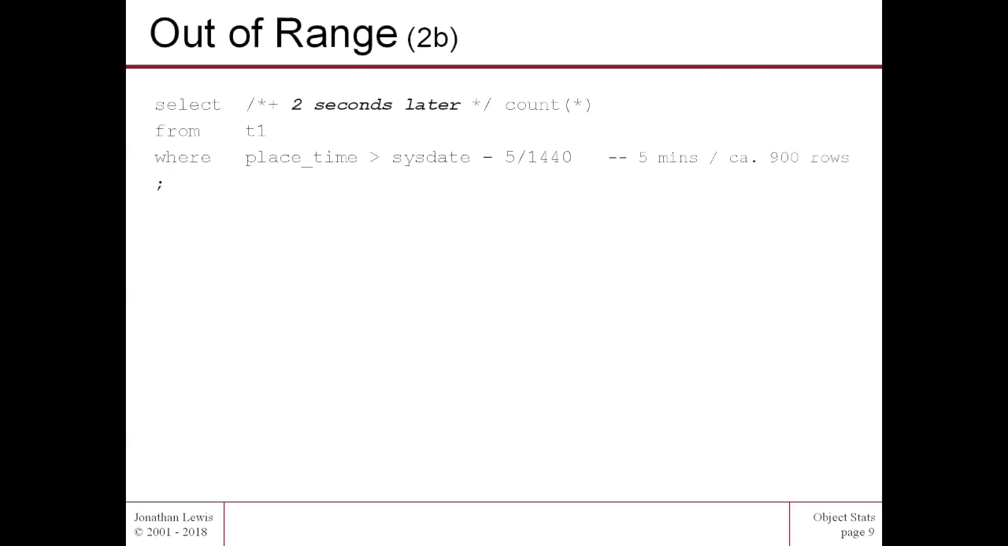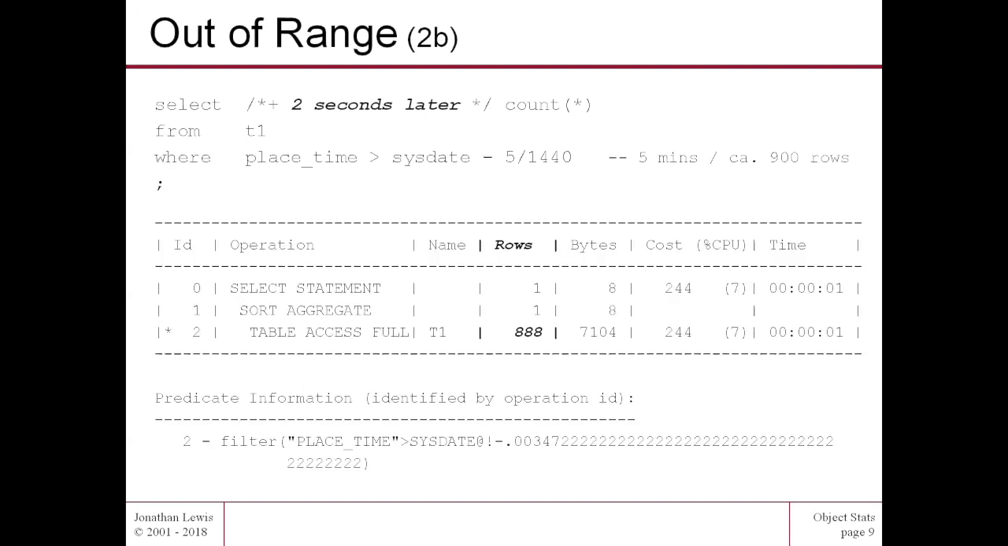In my query I've put in a little hint-like thing which says 2 seconds later. So immediately after I've gathered stats on this data, immediately after I created it, I say, show me sys_date minus, well, 5/144 is 5 minutes ago. 5 minutes at 3 rows per second is about 900 rows. So here we go, Oracle says yes, 888 rows. It took me a few seconds to gather stats and then run that query.